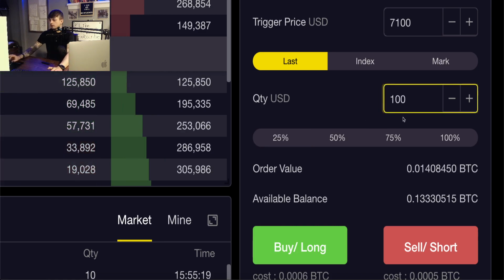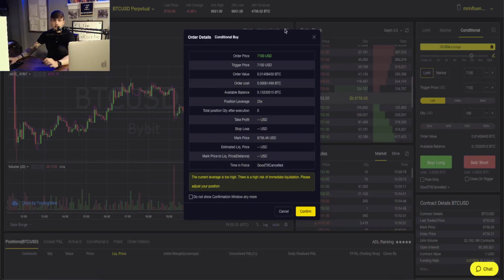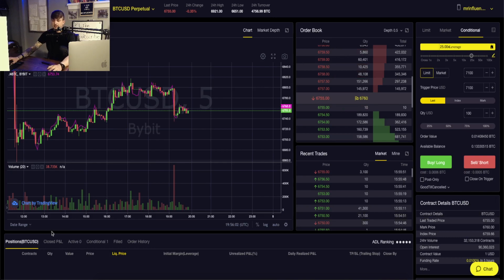For the sakes of this video, we're gonna do 100, and you click buy long, and now we get another little screen. This is just a confirmation window, so you can see at the price 7,100 we will buy a position of 0.14 BTC at 25x leverage. Confirm, and you will buy 100 BTC USD contracts at 7,100.